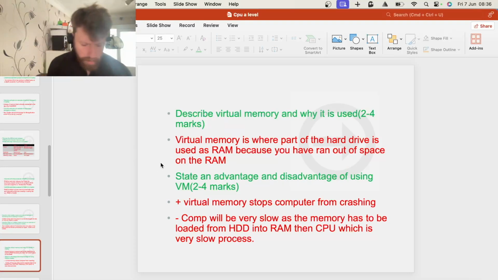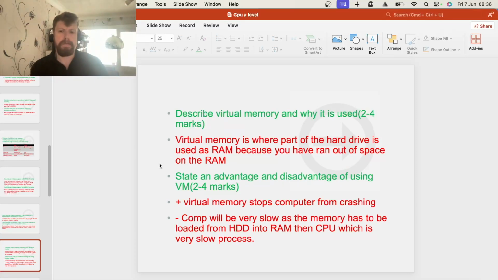Okay. Virtual memory. Virtual memory is essentially where we run out of RAM. The computer can either crash, or it can actually use virtual memory. Virtual memory is where we use part of our hard drive and we use it as RAM because we've run out of space.